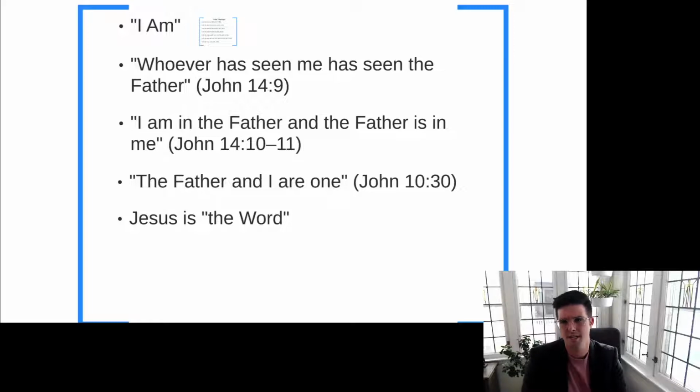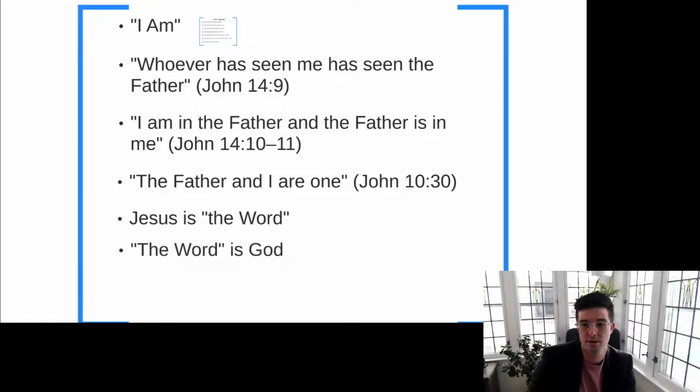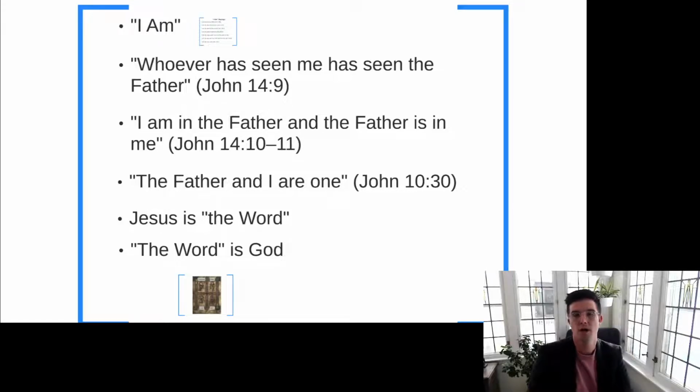So in John 14, whoever has seen me has seen the Father. Again in John 14, I am in the Father and the Father is in me. The Father and I are one in John 10. And then Jesus, of course, as the Word in the Christological prologue, and the Word being God, so that we have this strong equation of Jesus with the identity of God.